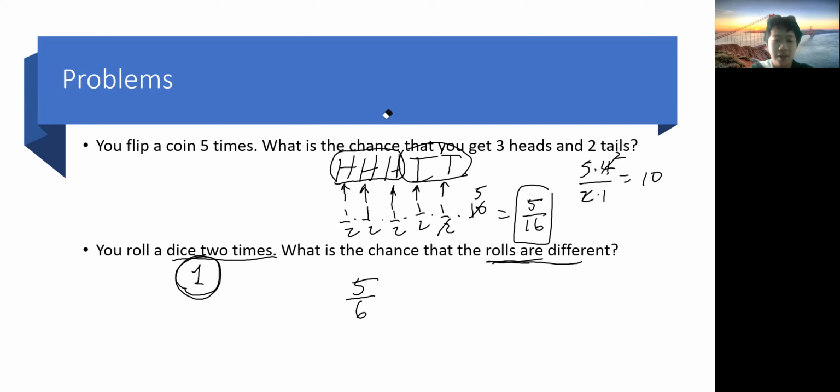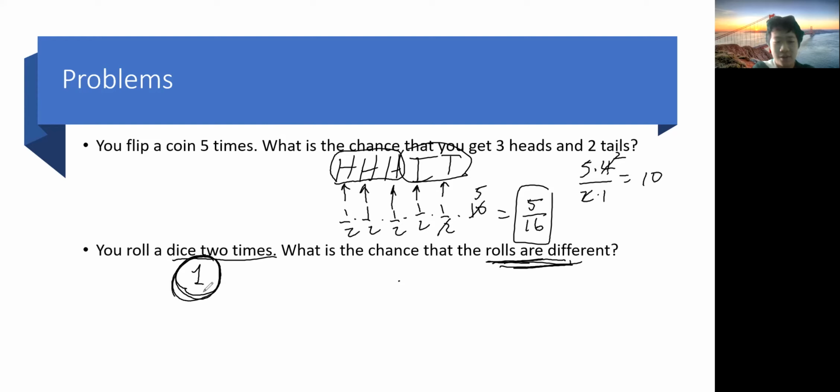Wait, I made a mistake here. So if I roll a dice 2 times, what's the chance that the rolls are different? Well, alternatively, what we can do is find the chance that the rolls are the same. The chance that the rolls are the same is 1/6 times 1/6. Oh, I actually did not make a mistake. Sorry. So what's the chance that the rolls are different?